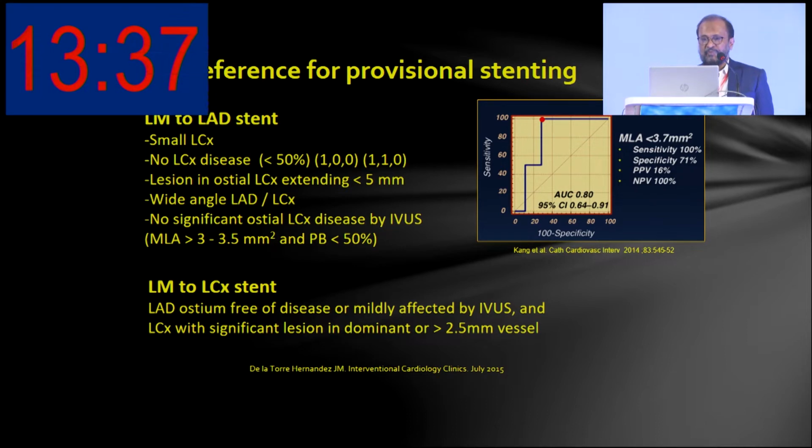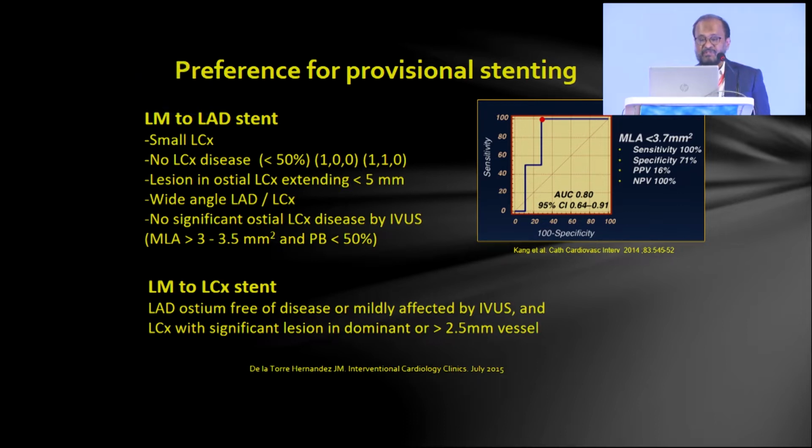And the preference is provisional stenting, left main to LAD, one stent strategy, when we see that the circumflex is small, there is no circumflex disease, the lesion in the circumflex ostium is not extending above 5 mm, there is a wide angle between circumflex and LAD, and no significant circumflex ostial disease.